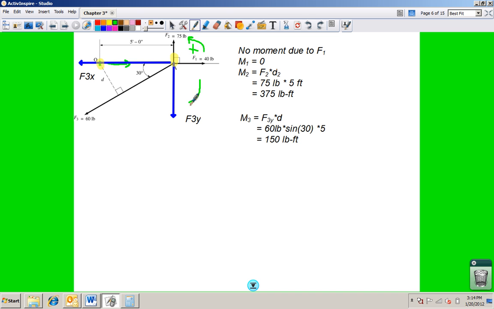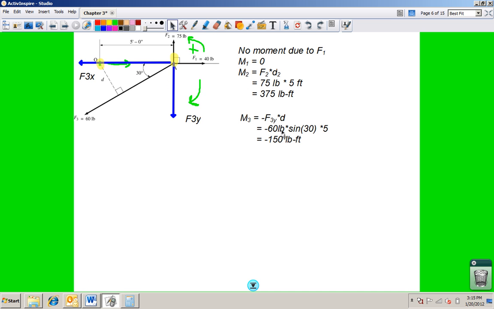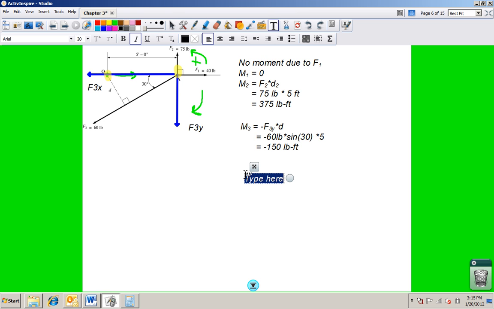Alright. Now this moment, if we're looking at a force pulling down here, rotating around O, we're going to tend to have a moment going this way. Alright, it's going clockwise. We said that was negative, so let's not forget to have our signs correct. Okay, negative.